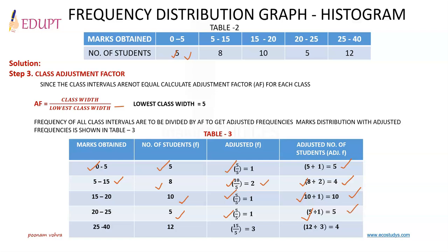Last case, it is 25 to 40. This is a class difference of 15. Frequency, or number of students, is 12. So adjustment is 15 divided by 5, which is 3. So the adjusted number of students, or adjusted frequency, would be 12 divided by 3, which is 4.